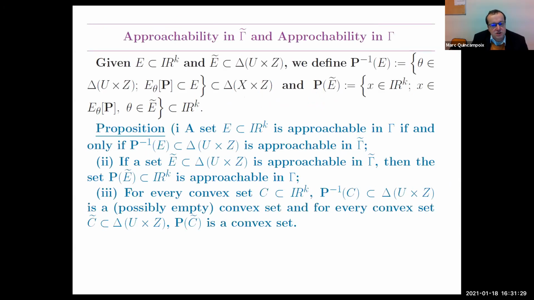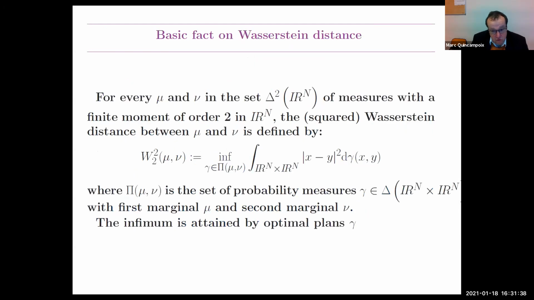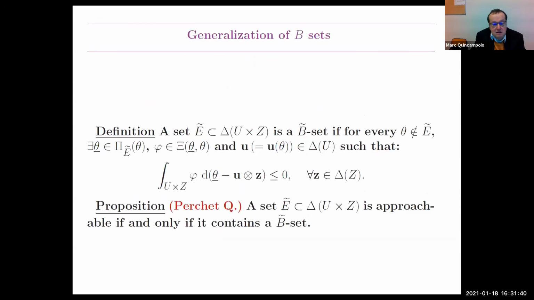Okay. This blue proposition is the only result that I have for the moment. But now, to work on this, we will need the Wasserstein distance W2. And the B set, what is a B set? The set E tilde is a B tilde set for this generalized game.